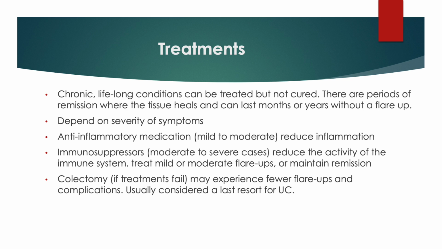First, we have anti-inflammatory medication that is used on mild to moderate cases, and this helps to reduce inflammation. Then we have immunosuppressors that are used for moderate to severe cases that reduce the activity of the immune system and help to treat mild to moderate flare ups or maintain remission. Lastly, we have a colectomy, which allows to experience fewer flare ups and complications, and it is only used if the treatment fails, and it is usually considered a last resort for ulcerative colitis.